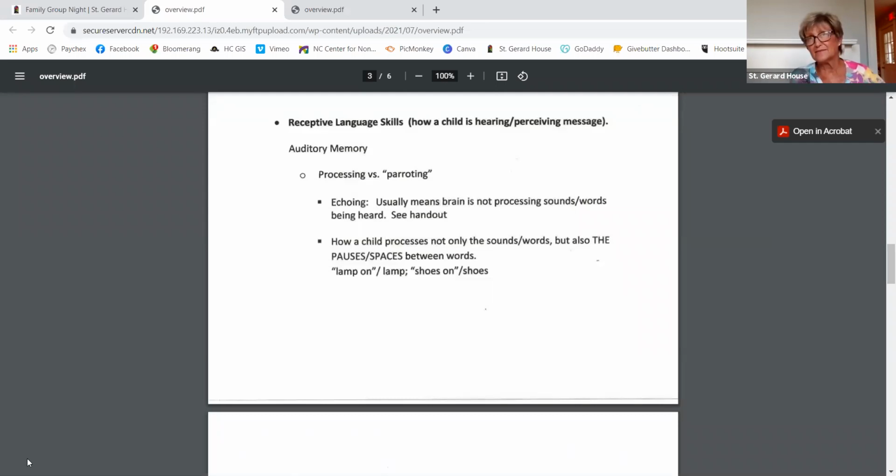So instead of learning one word at a time, learning names first, they're hearing so much and they're retaining it and learning these large chunks. So that's why we get echoing, and the brain is not processing the individual words. They're processing large chunks.